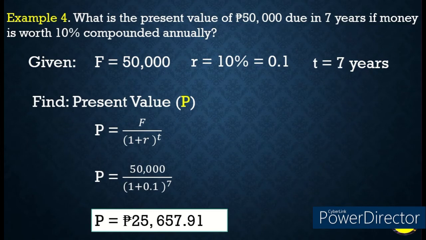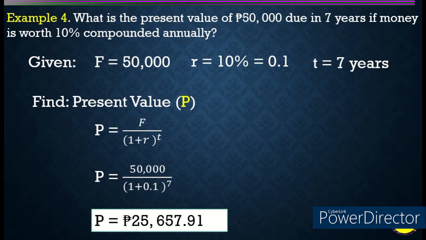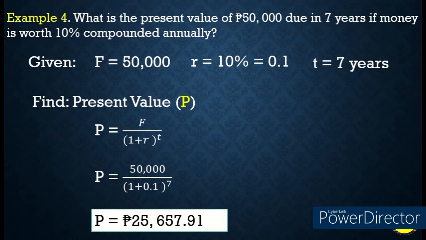25,657.91. So, ibig sabihin, ang present value or yung amount na unang nilagay is 25,657.91. Okay, so yan yung present value. So, tingnan natin. So, after ilang years? 7 years. So, yung 25,657.91, magkano na? Okay, halos kalahati yung nadagdag sa pera niya, kasi malaki yung interest rate niya. 10% eh. Alright, next.